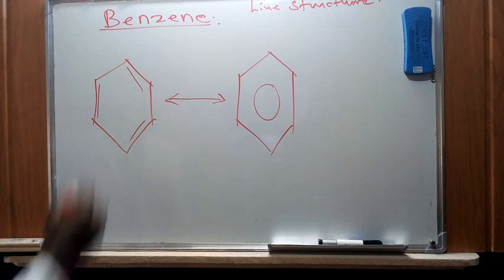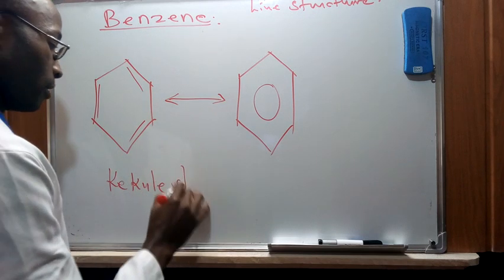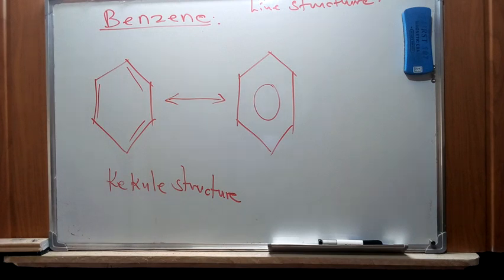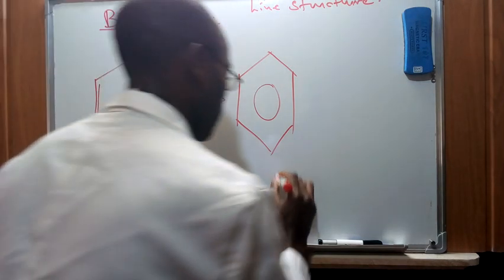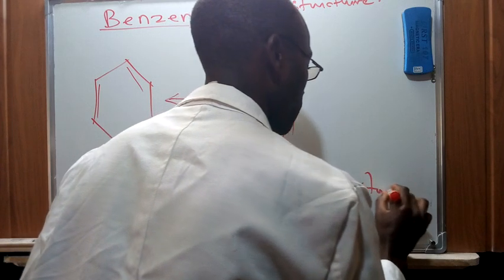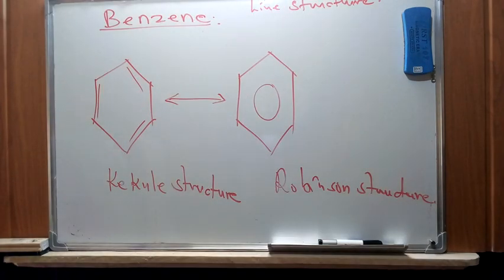So in this case, the first structure is known as a Kekule structure, while the second one is known as the Robinson structure. So whenever we come across these two different structures, of course we shall be mentioning them. In any case, there's no need, then we shall be using one on behalf of another.